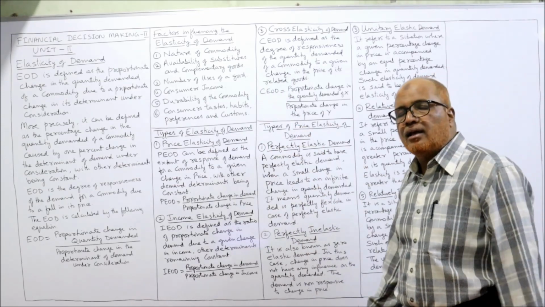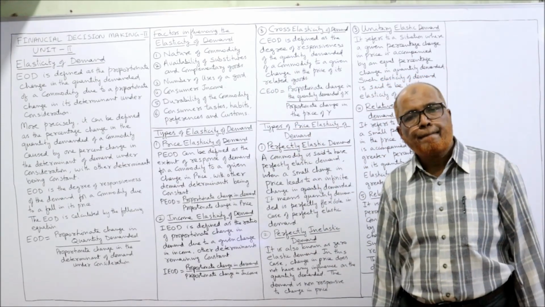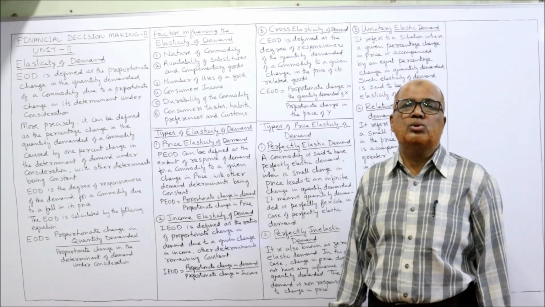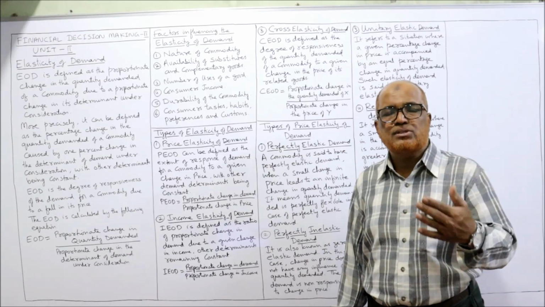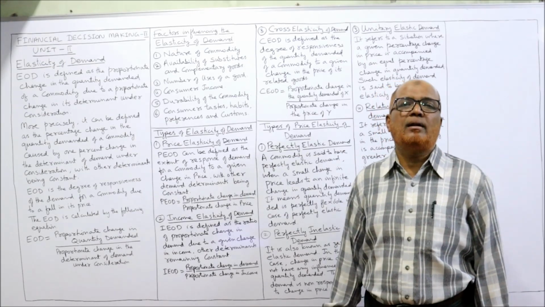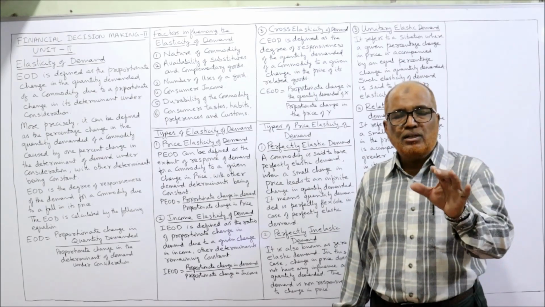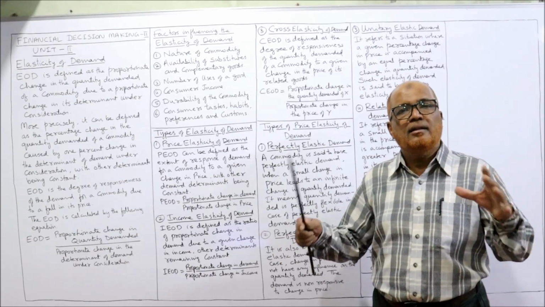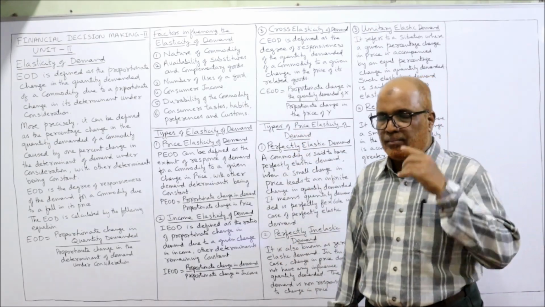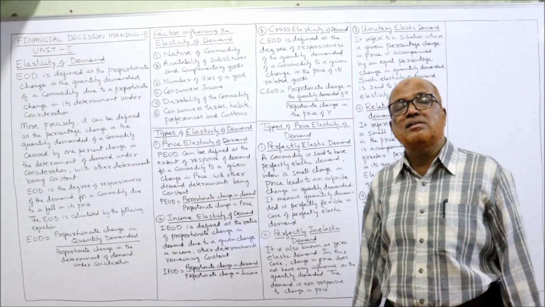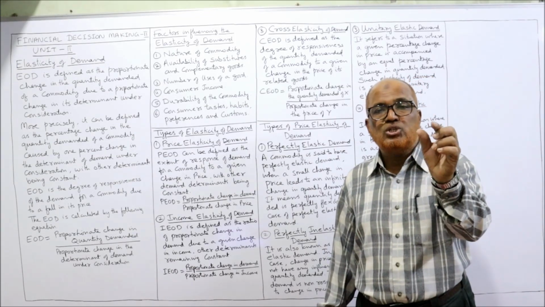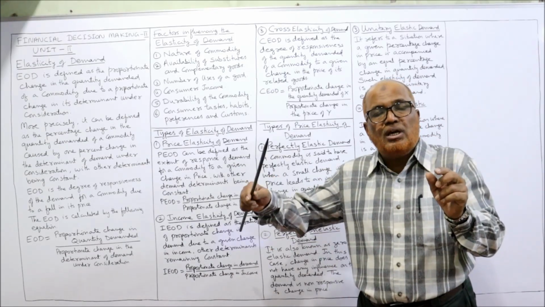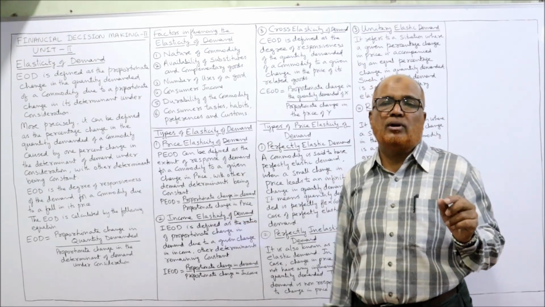Now I am coming to the third category, cross elasticity of demand. Cross elasticity of demand will apply only for related goods. The related goods may be substitutes or complementary goods. So in the case of substitutes and complementary goods, both are related. There we have to apply the cross elasticity of demand. What this cross elasticity of demand says is the proportionate change in demand of a particular commodity due to the change in the price of the related commodity.